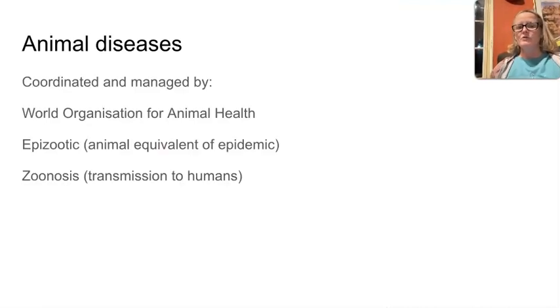So the kind of people who manage and coordinate animal diseases, you've got all the state authorities who set up zones like fruit fly free zones or do not transport things beyond this area. But there's also world organizations for animal health that look at epidemics, as well as looking at zoonoses, which is the transmission of diseases from animals to humans.